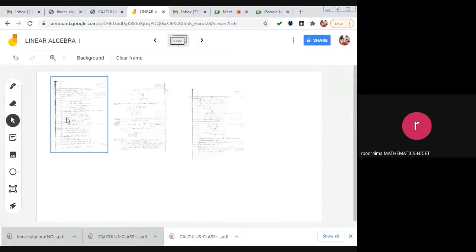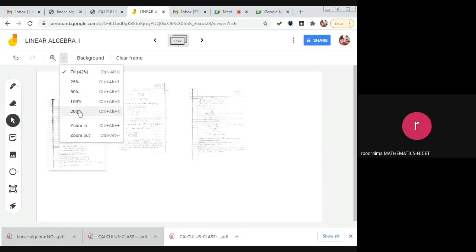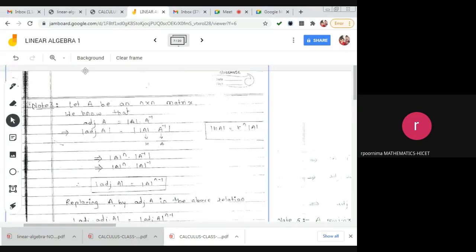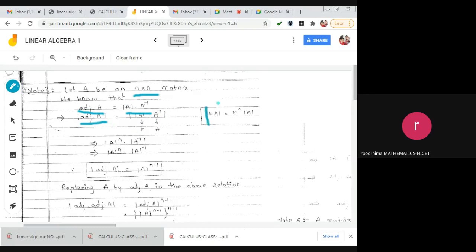Next it is, let A be an n by n matrix. We know that adjoint of A equals determinant A into A inverse, as per the formula of inverse. Then you are taking determinant. So determinant of adjoint of A equals determinant of A into A inverse. Okay, you are using this property.